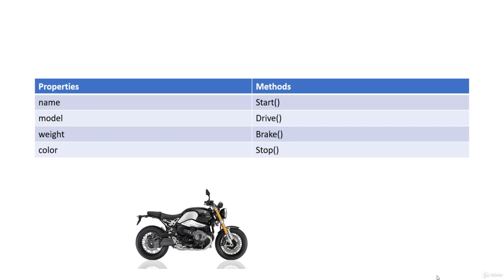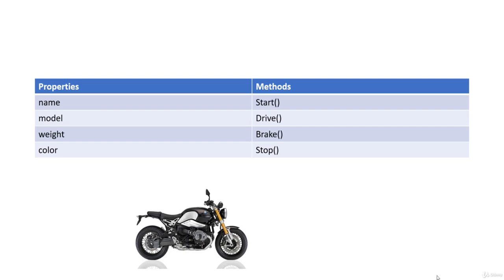Properties are the attributes of that object. In this case, a bike will have a name, a model, a weight, and a color. Each of these properties can be different. We can take another bike which has a different name, a different color, and a different weight. But if you look at the methods, which are the behavior of the object, two motorbikes can start, drive, brake, and stop.